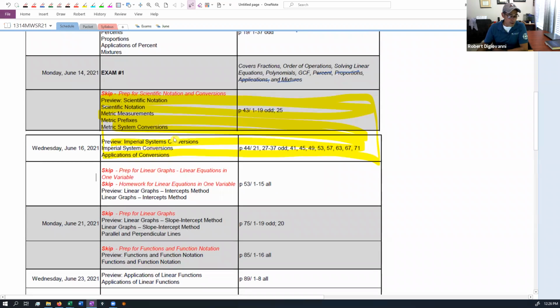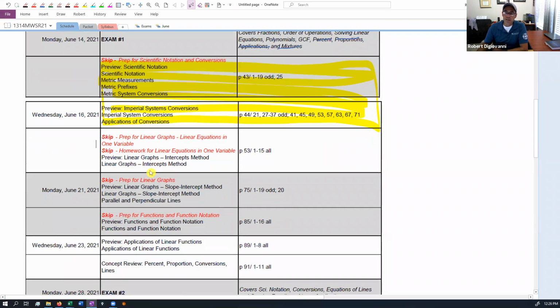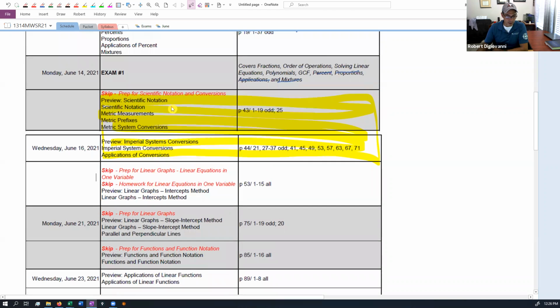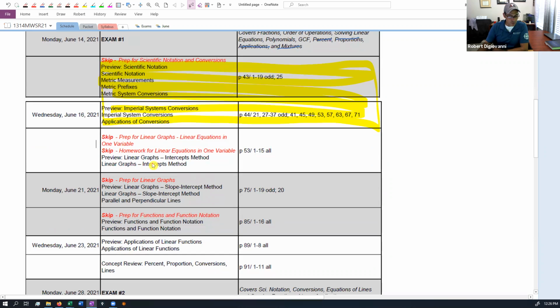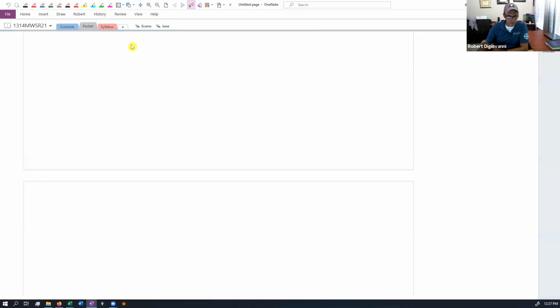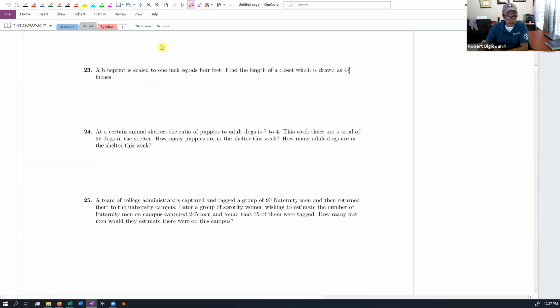We're not way behind, but I want to get into the graphs and everything else, and this can wait. All right, so just keep that in mind on your calendar to pay attention to what we're doing in class and what I assign at the end of class, because I don't want you doing something we haven't covered. So I'm going to start with lines, and it's going to be in the packet, around page 50. So let me get to the packet.